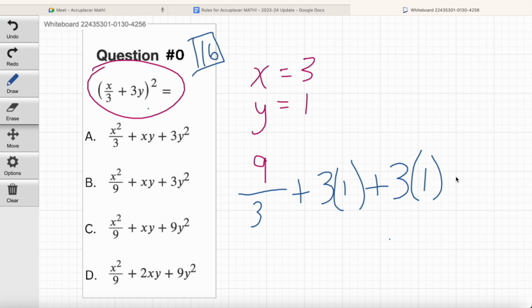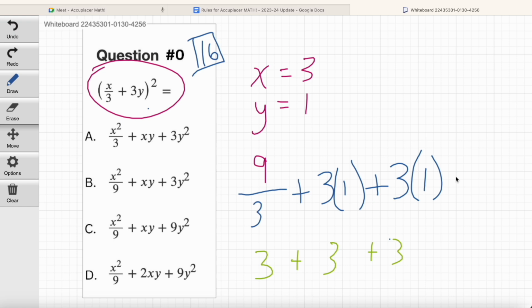So do the division first? Yeah, you could do multiplication or division, it doesn't really matter, actually. 9 divided by 3 is 3. What's 3 times 1? 3. And 3 times 1, once again, is also 3. Yes. Now we can do the addition and subtraction.